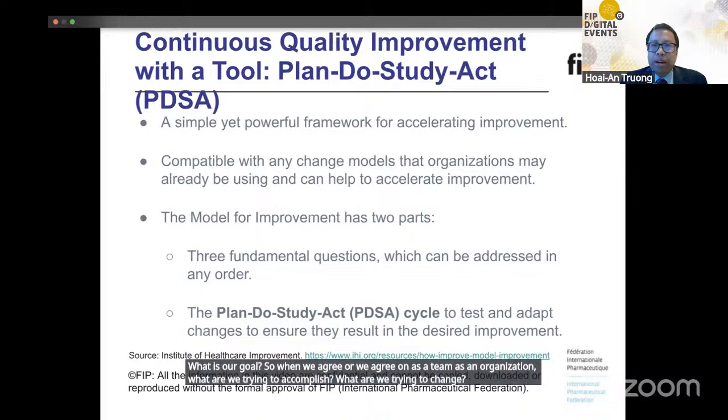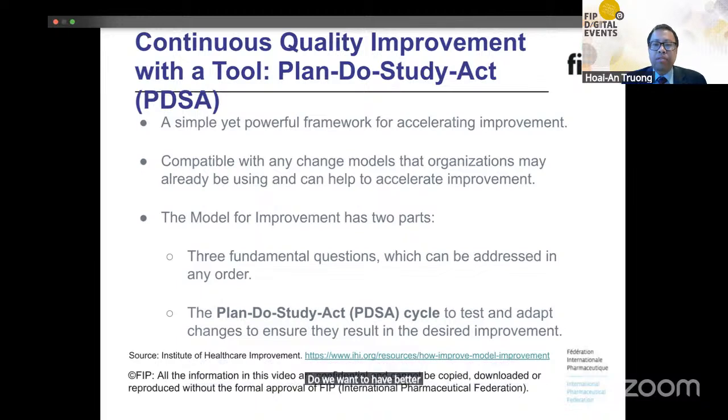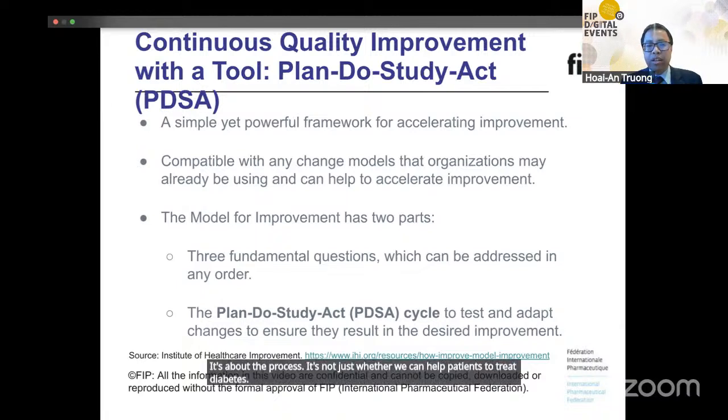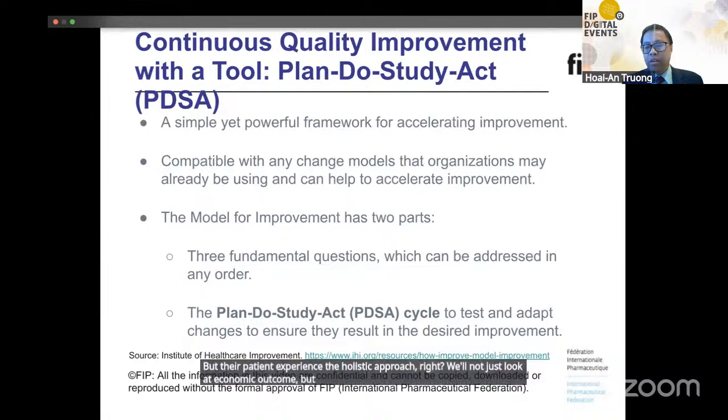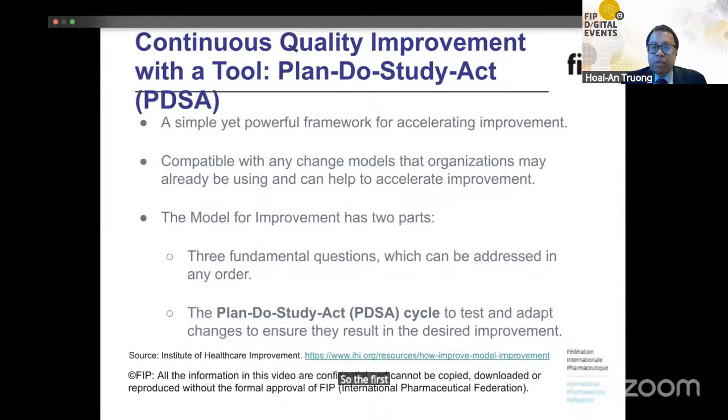Do we want to have a better process for patient care? Because remember, it's not always about the outcome. It's about the process. It's not just whether we can help patients treat diabetes or hypertension, but their patient experience, the holistic approach, right? We look not just at economic outcome, but clinical outcome, but also humanistic outcome. Are the patients satisfied during the process? So the first question is, what are we trying to accomplish?